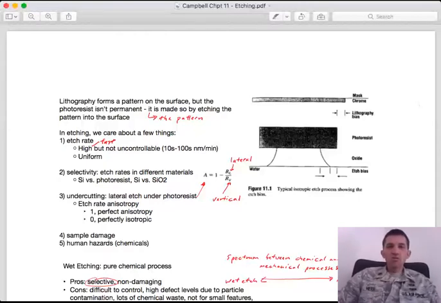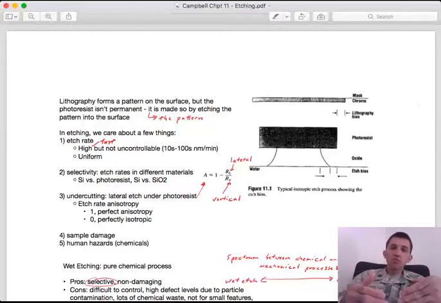You also want it to be uniform. Remember, we have large wafers with many devices on them, and you want the device that is made near the center of the wafer to be the same as the device made near the edge of the wafer. So the etch rate needs to be uniform over the whole surface so that you get the same product from the center out to the edge.